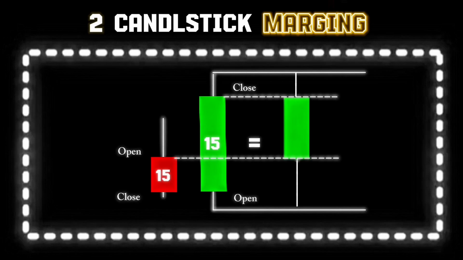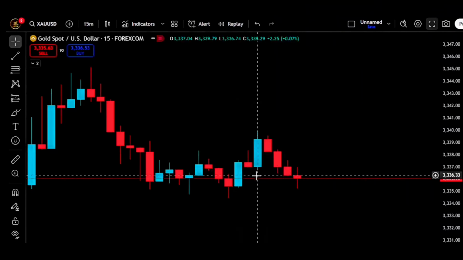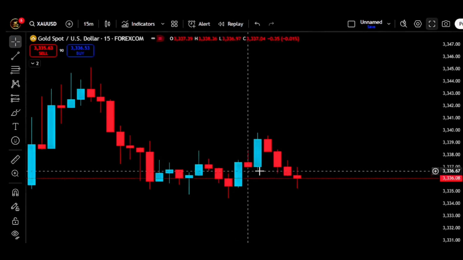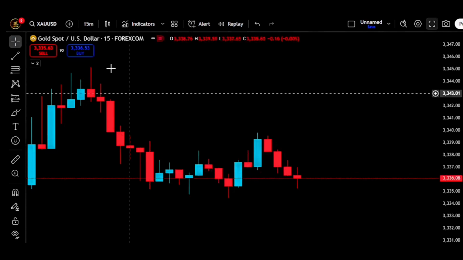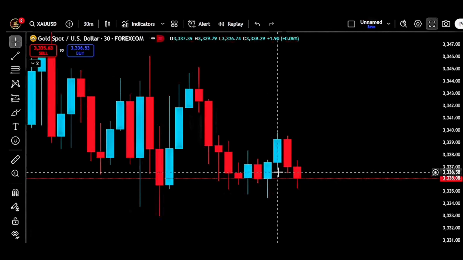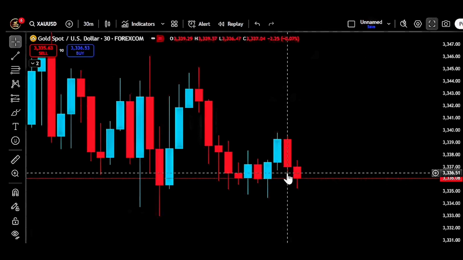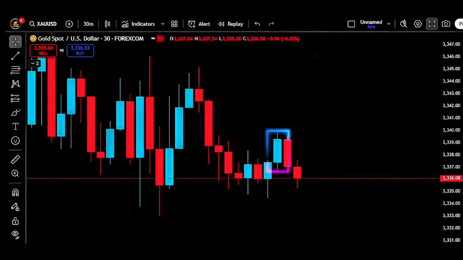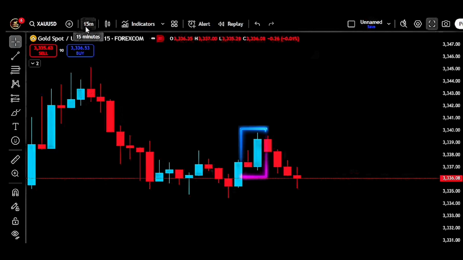Let's verify this on a live market chart. Right now, the chart's on the 15-minute time frame, and you can clearly see the 2 candles we just discussed. Now, if I switch the time frame to 30 minutes, notice what happens. The 30-minute candle that appears looks exactly the same as the one we just created by marking those levels. This is the beauty of candlestick merging. It shows you how higher time frame candles are naturally formed from smaller time frame candles.